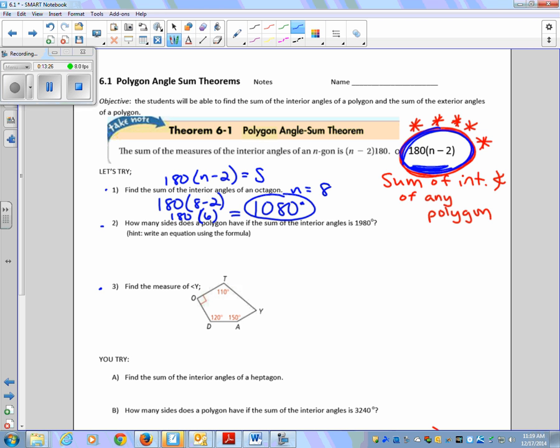Number 2, how many sides does a polygon have if the sum of the interior angles is 1980? So now they're asking you to find n. Find the number of sides. Again, use your same formula. The sum equals 180 times n minus 2. Where does the number 1980 go into this formula? Where does that go in for?